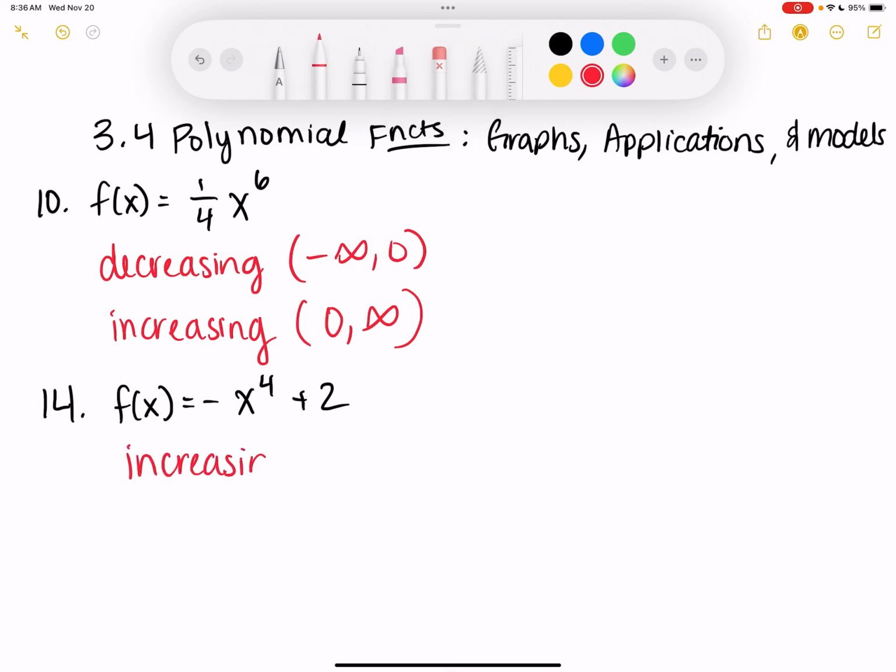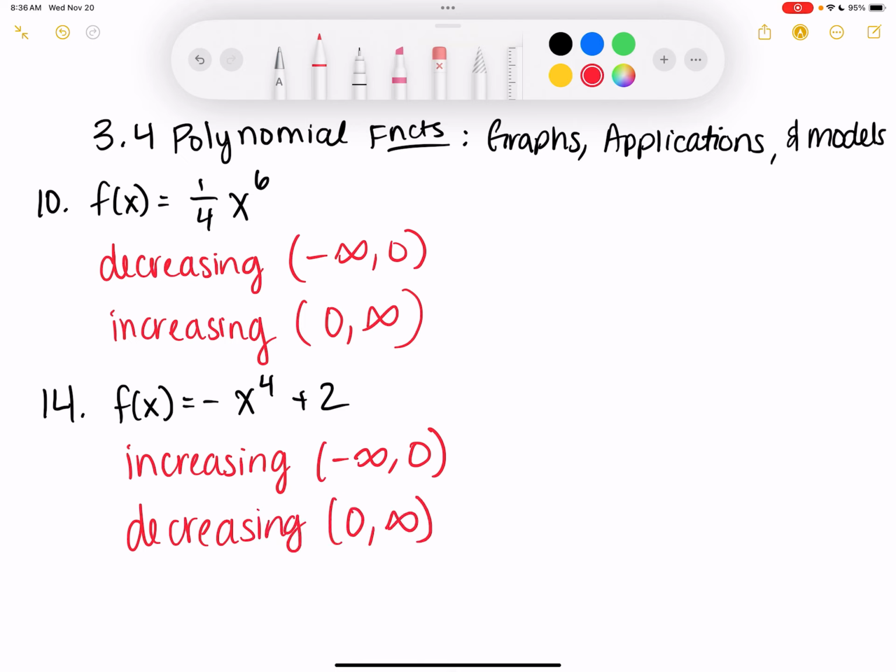So increasing from negative infinity to 0, and then decreasing on the remainder of the graph, so from 0 to infinity. So that's where it would be going down. So this is literally just like look at the graph and then write where it's going up or down, essentially.